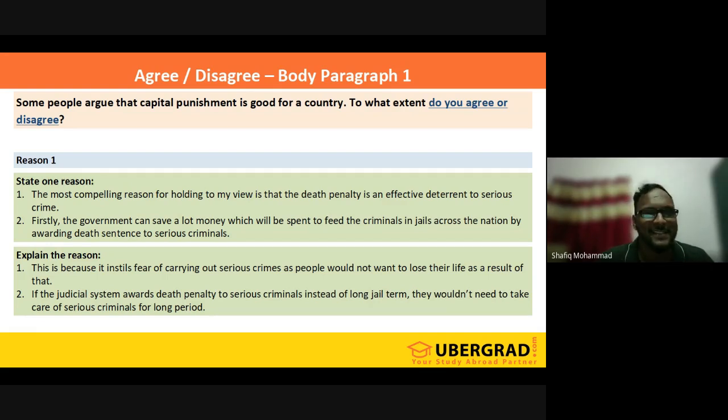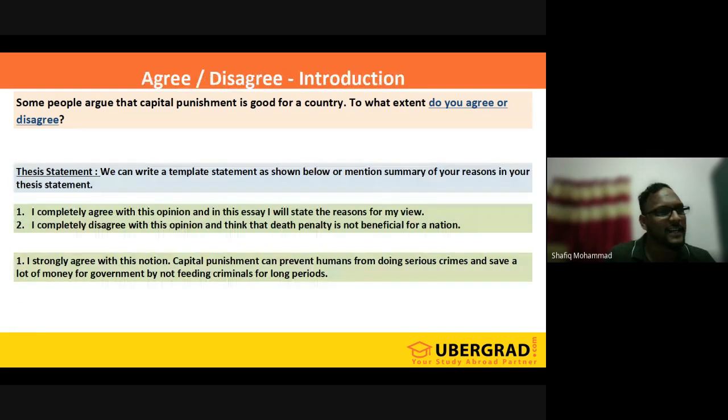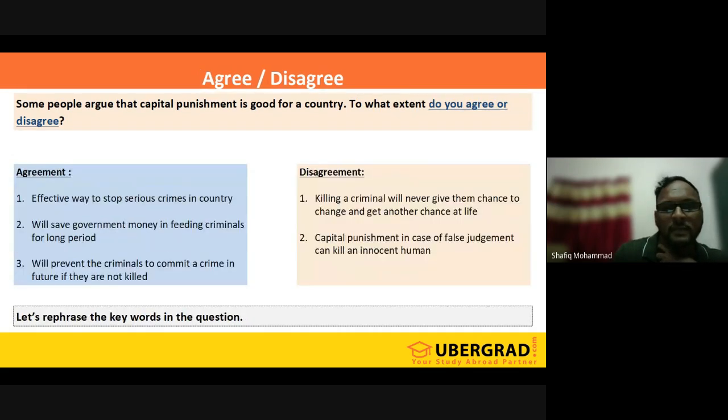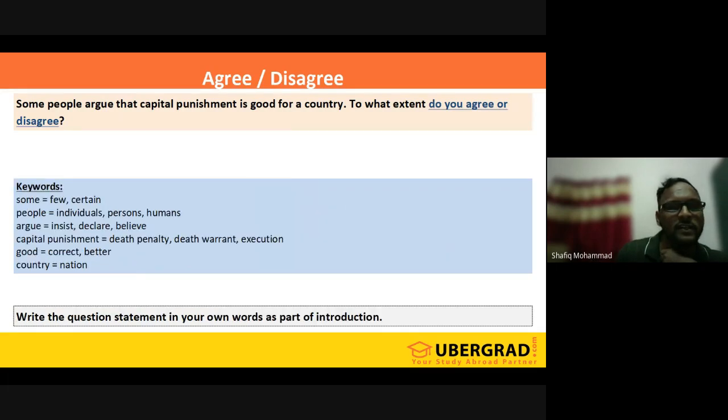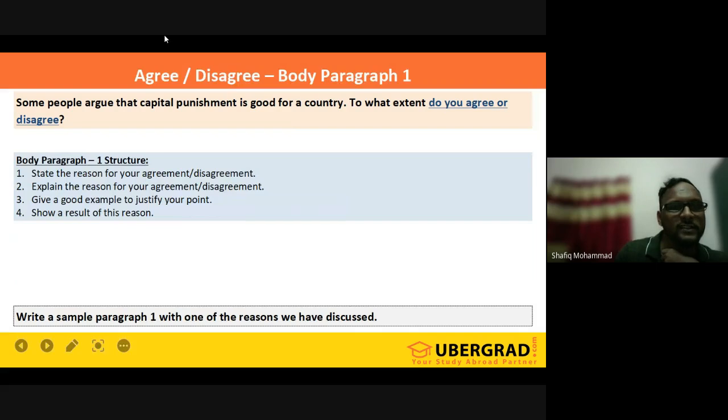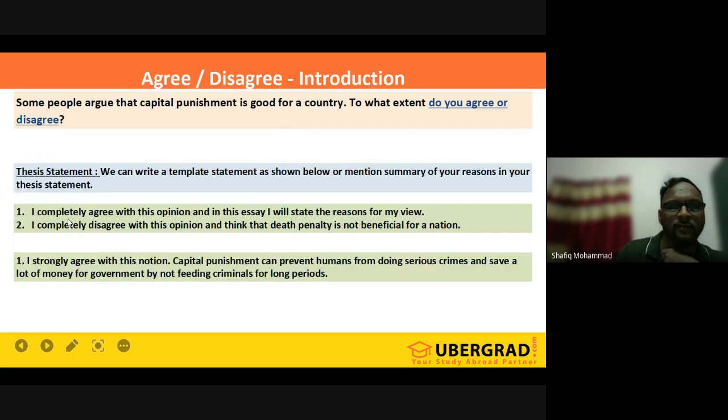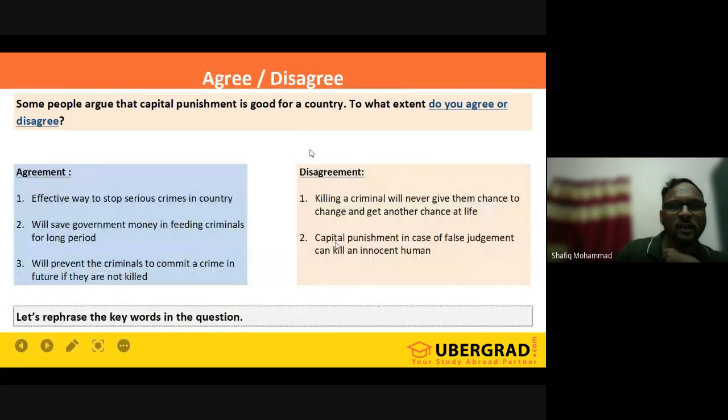Now I want you to give a disagreeing statement. Krishna Purana also has given. Very good. To commence with the capital punishment. So, other guys, please give a disagreement paragraph. I want you to write it in these four sentences: state the reason why you disagree, explain, give a good example, and show the result. So I'm giving you some hints. You can go for it.